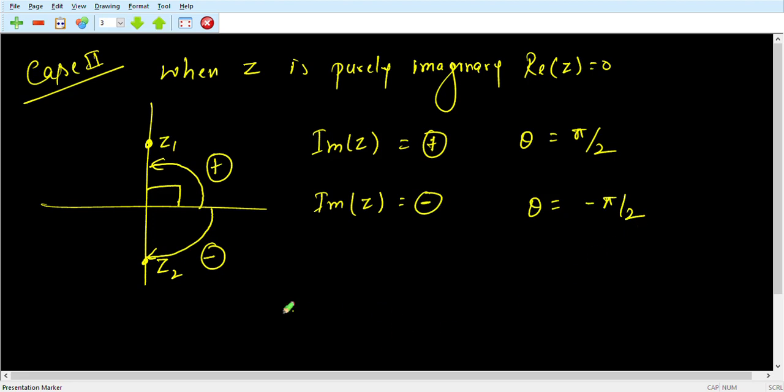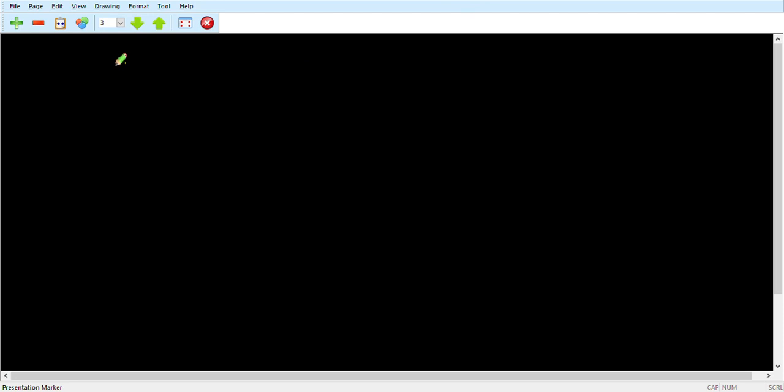Once we do the problems, we'll understand the concept we are discussing right now. So we have already discussed two cases: case number 1, when the complex number is purely real, and the second, when it is purely imaginary. Case number 3.